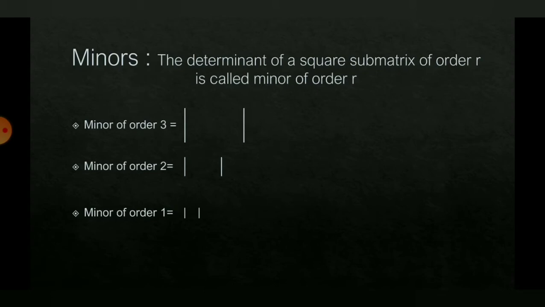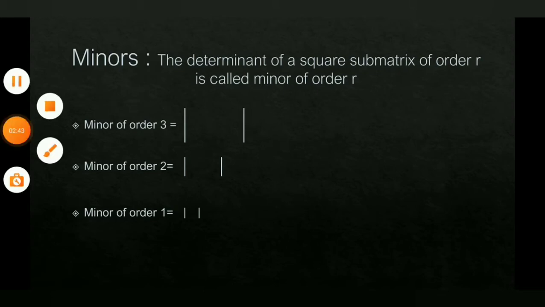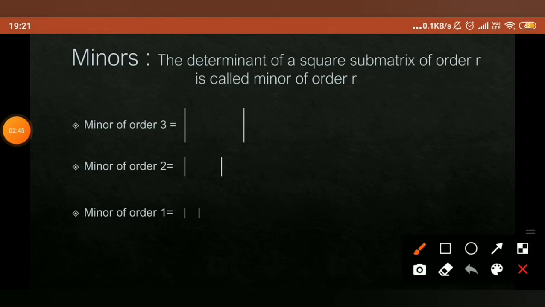Like in this first case, you have a minor of order 3, that means you have 3 rows and 3 columns and you obtain the determinant of that matrix, and it will be called a minor of order 3. If you have a submatrix of order 2 by 2, that means 2 rows and 2 columns, and its determinant will be called a minor of order 2. Similarly, if you have only 1 row 1 column, then the minor will be of order 1.